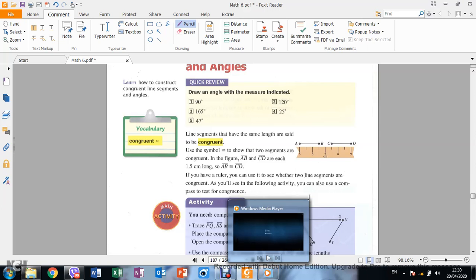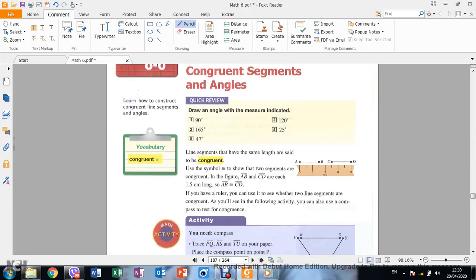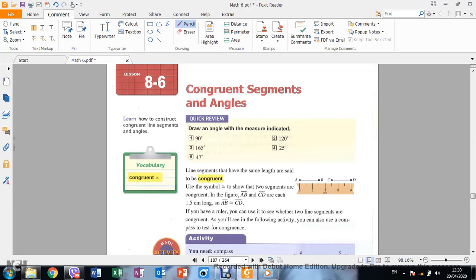Hello dear students, today we want to talk about congruent segments and angles. But first, what does congruent mean?